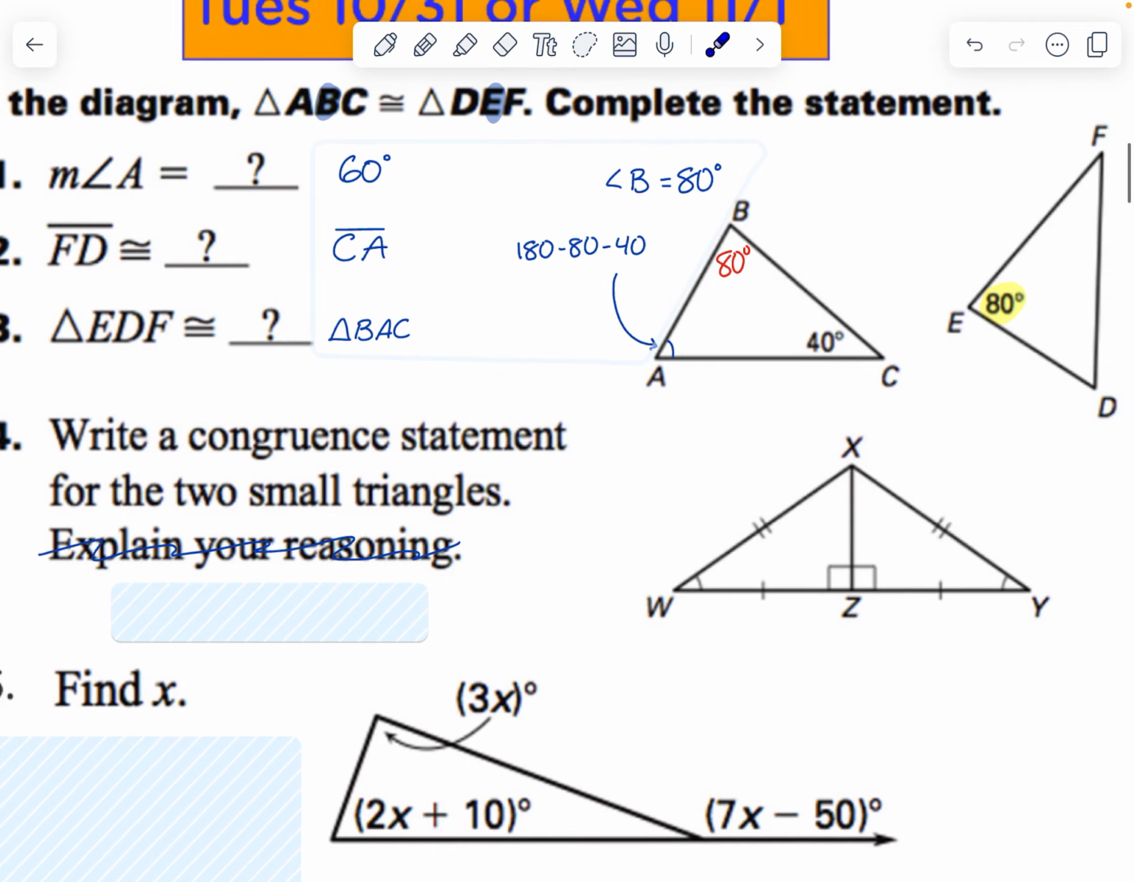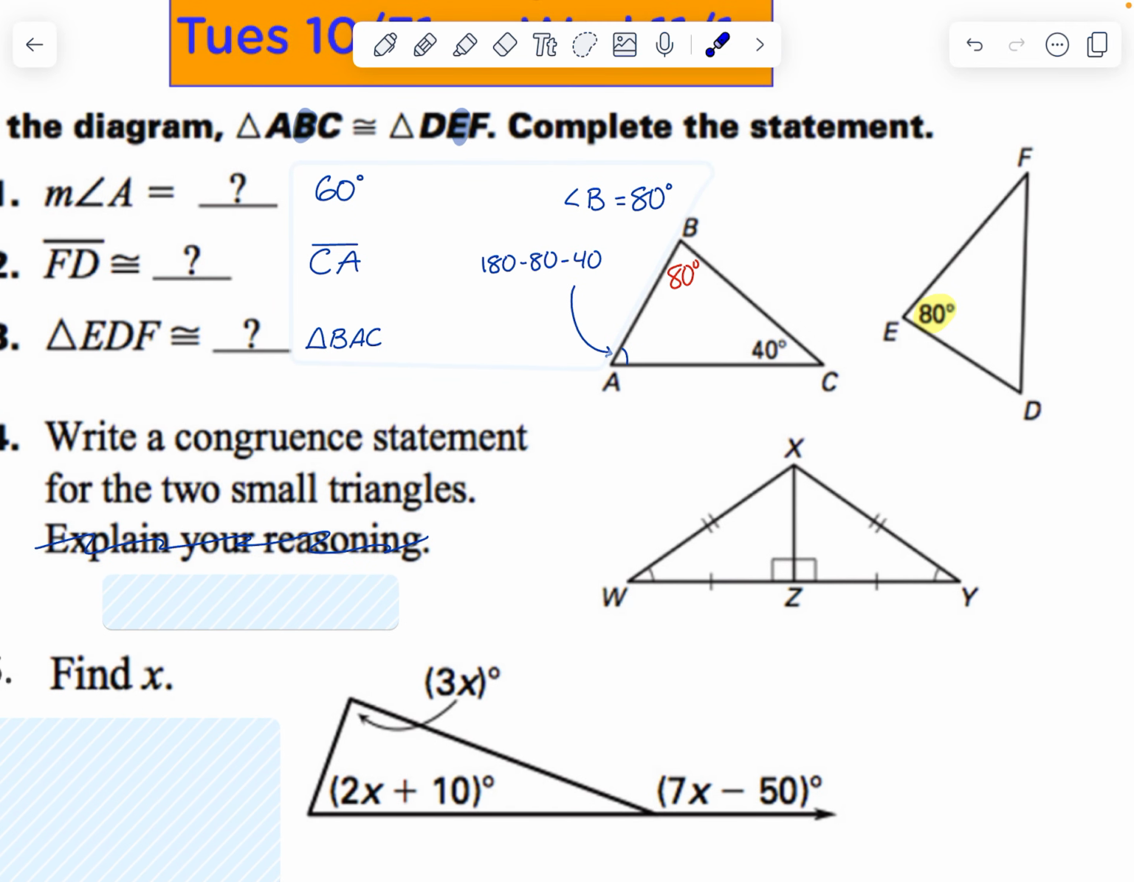Write a congruent statement for the small triangles. It says to explain your reasoning, but I'll just explain it here for you. Okay, if I had to write a congruent statement, I would say that W and Y match up because both those angles are marked. They're also made by the marked 2 side and the marked 1 side, right? So that angle has to be congruent to that angle. Z has to be congruent to Z. That is our reflexive property. Angle Z, 90 degrees. Angle Z, 90 degrees. It's congruent to itself.